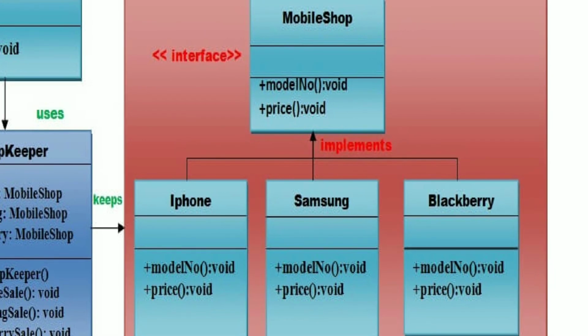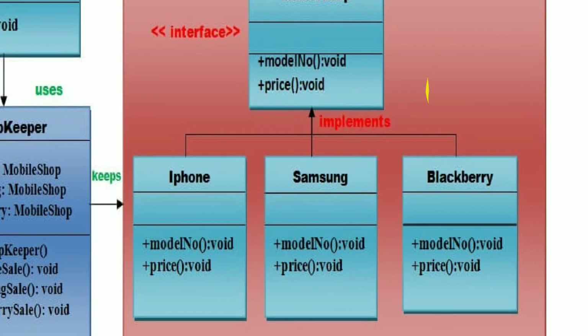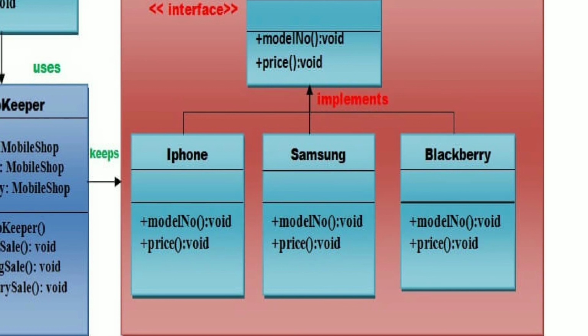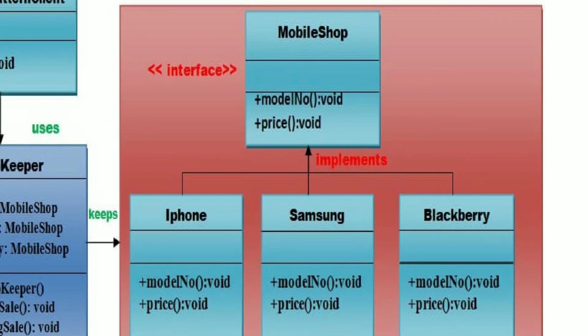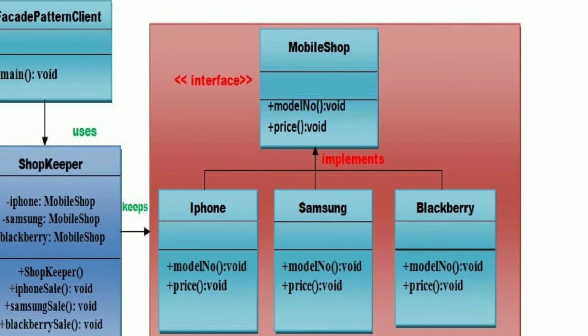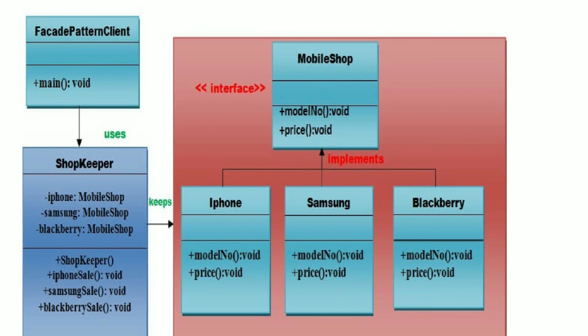Under the mobile shop only he is going to handle the subsystems with respect to the different branded mobile phones, iPhone, Samsung, BlackBerry here. So the mobile shop is the facade pattern that is going to provide the common interface in order to handle the subsystems in the application. This is a common real-time example here.